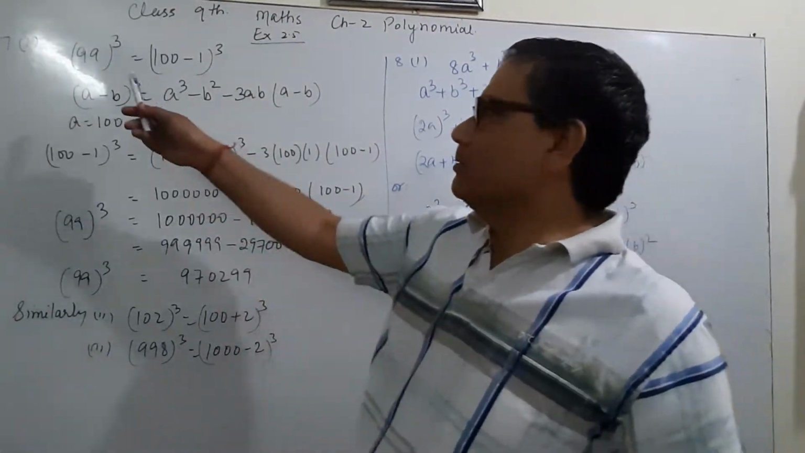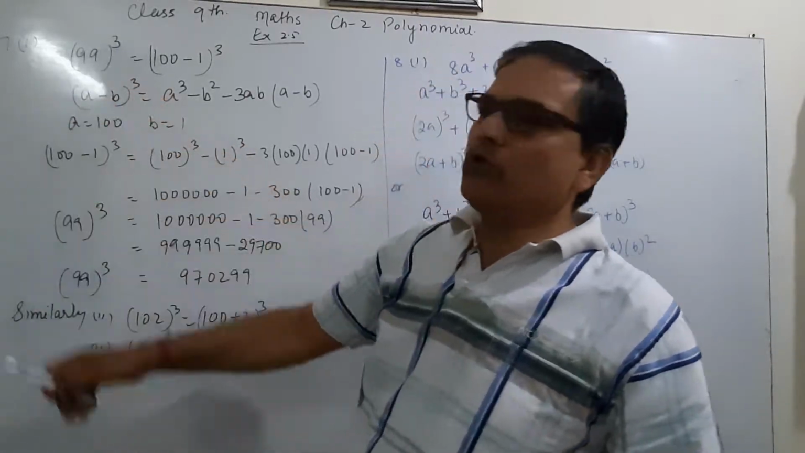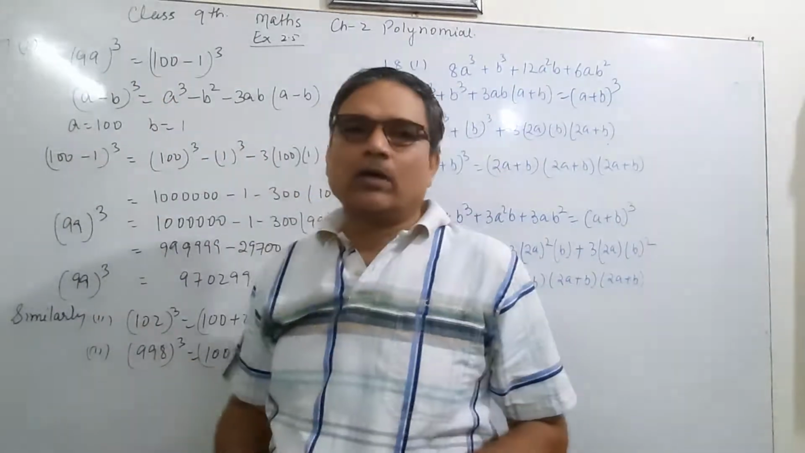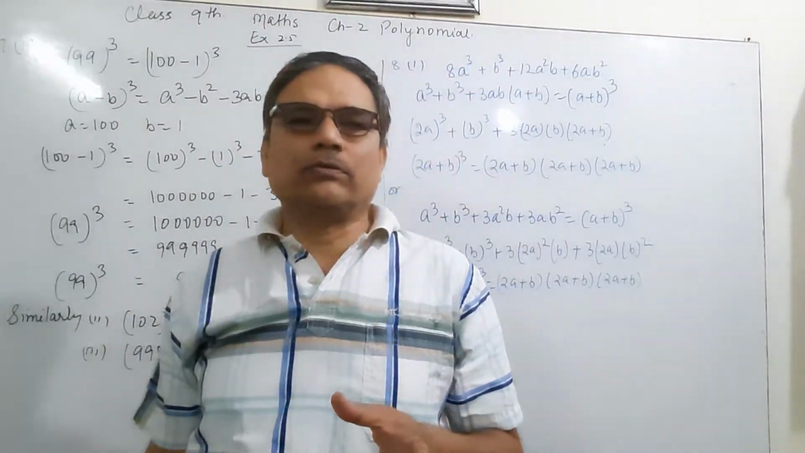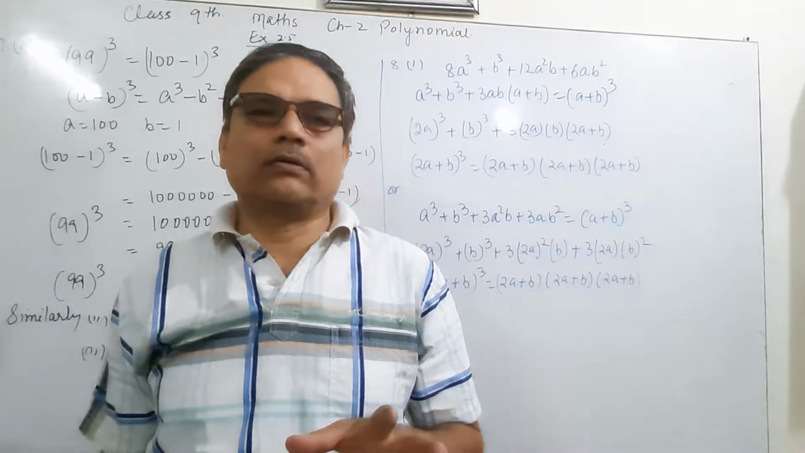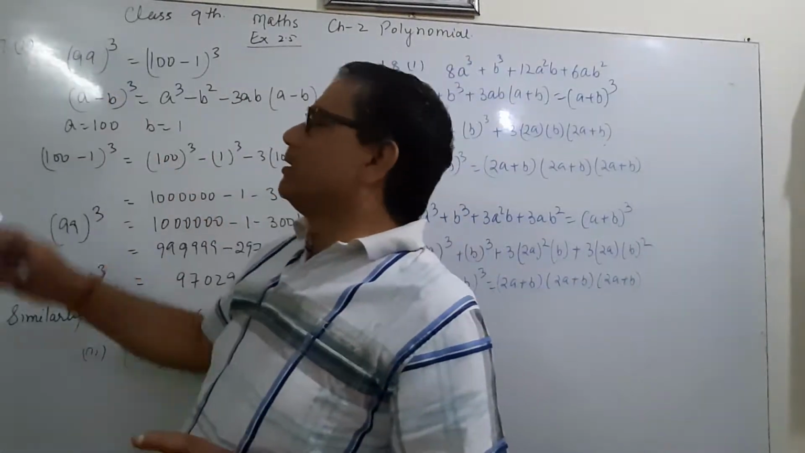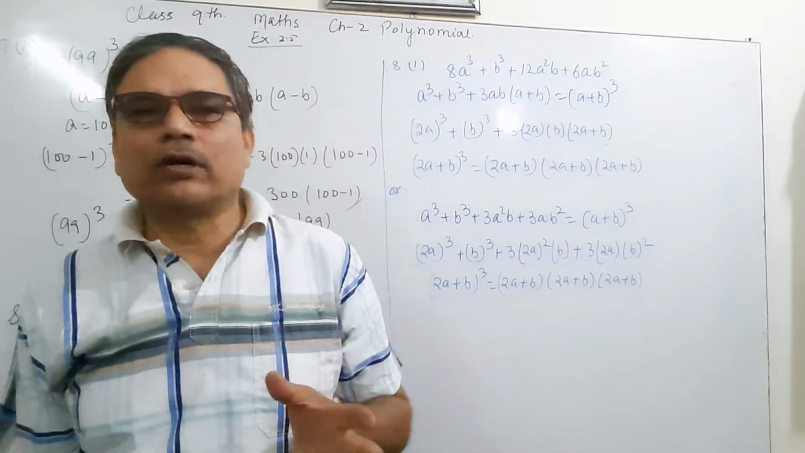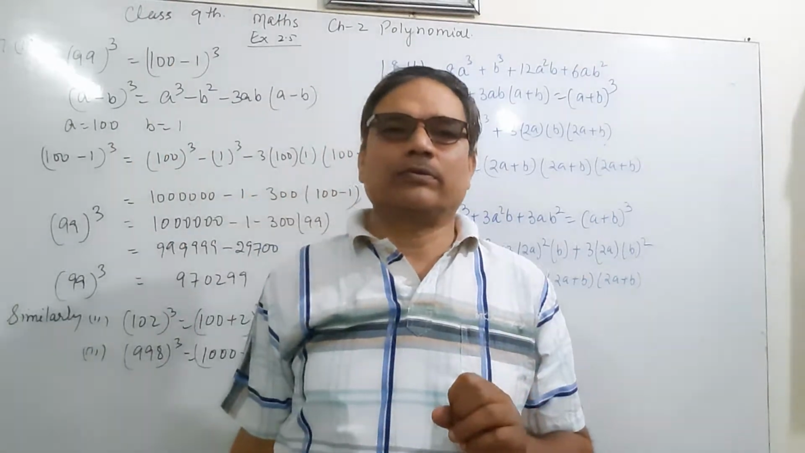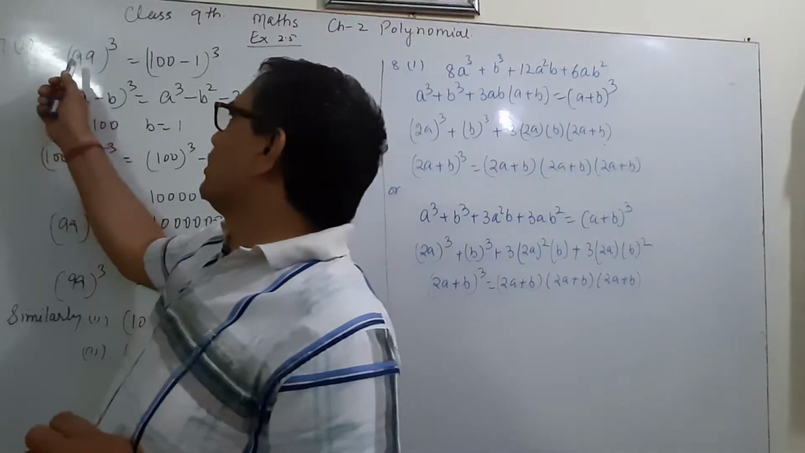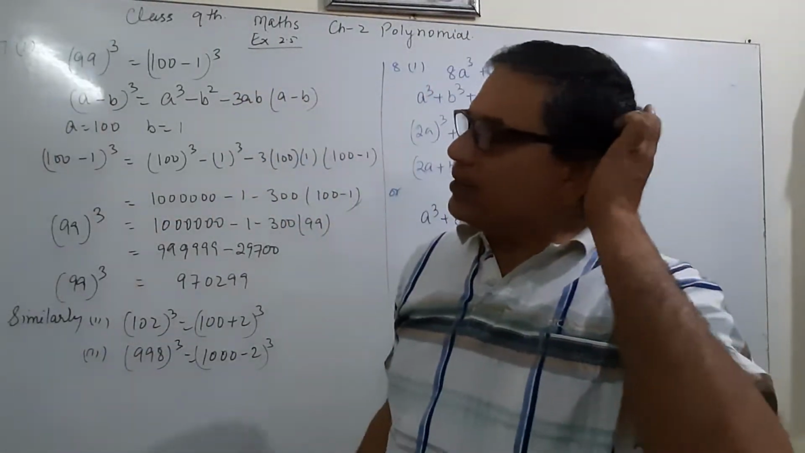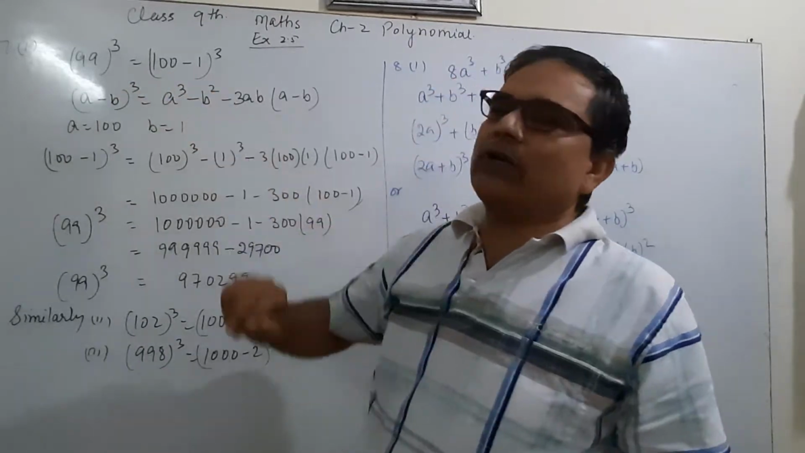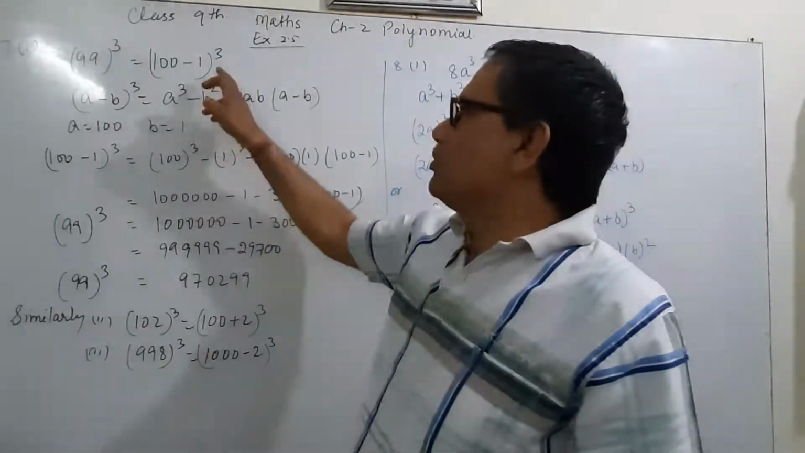Now, 99 whole cube. We break this 99. Which value is nearest to 99? 99 is a 2-digit number, so we have to find the smallest 3-digit number nearest to it. That is 100, so 99 can be written as 100 minus 1, and we cube this.